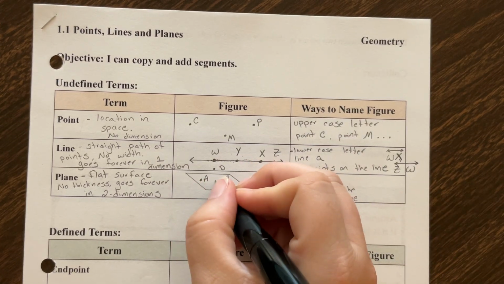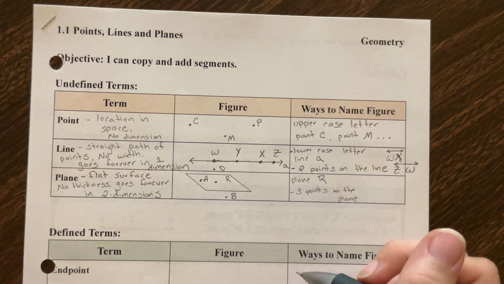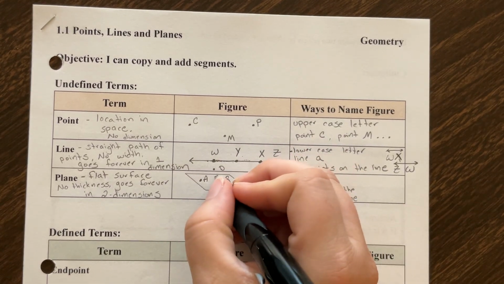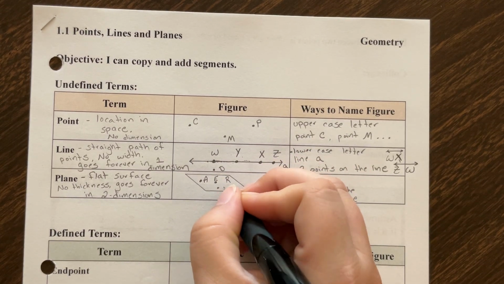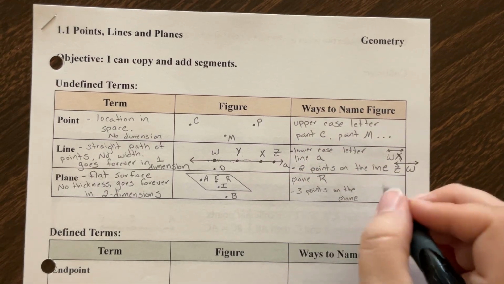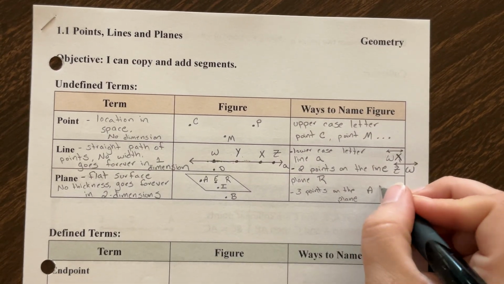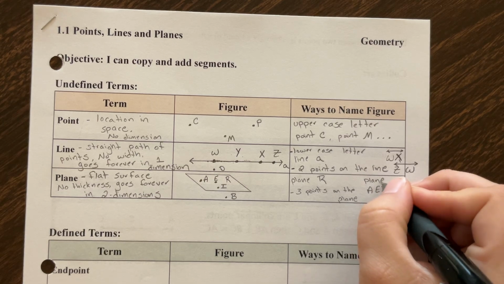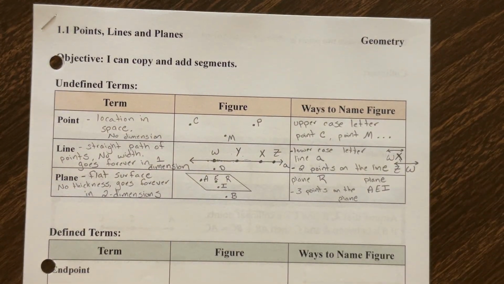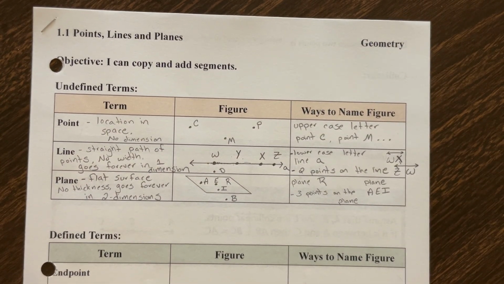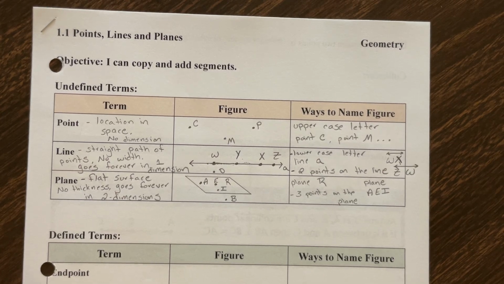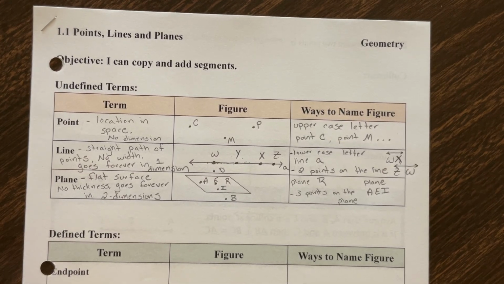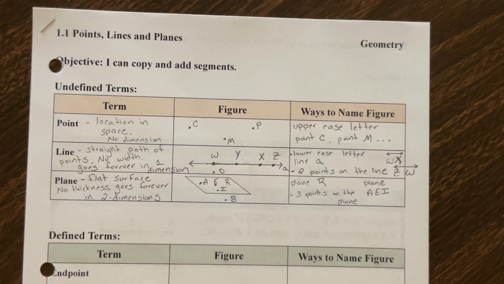So there's point A on the plane. We also have a B and a D. I don't know, we'll put E, I. So I would call this plane AEI. And you'd have to write the word plane in front of it. We don't have a shortcut symbol for plane. Plane AEI. Those are 3 points on the plane. Or plane R. R is not a point. It's the name of the plane. Okay. So those are our undefined terms.